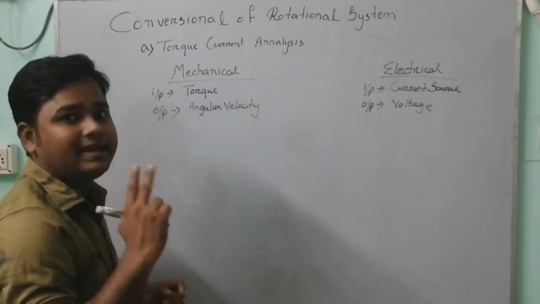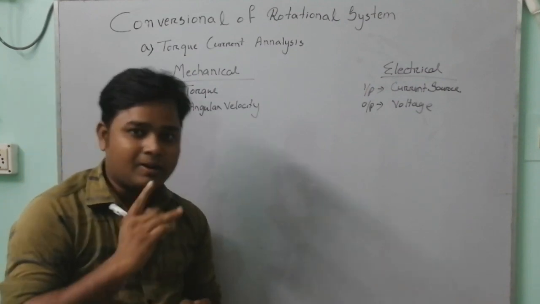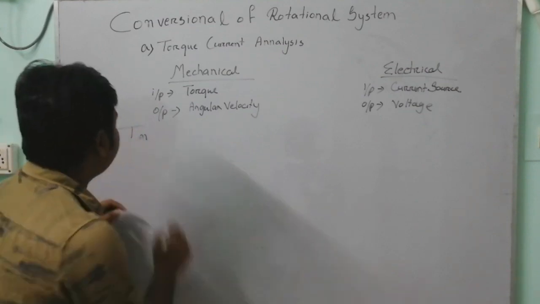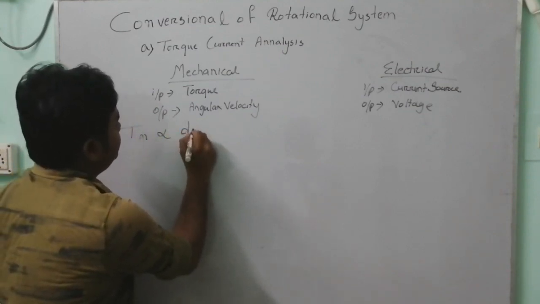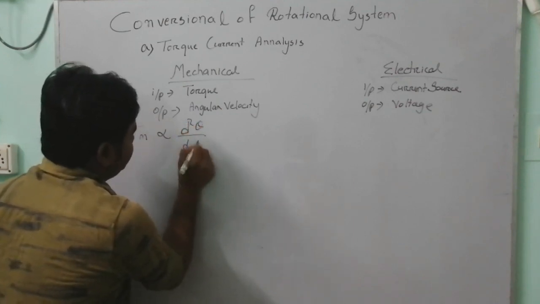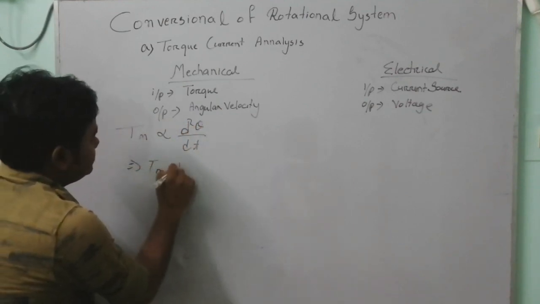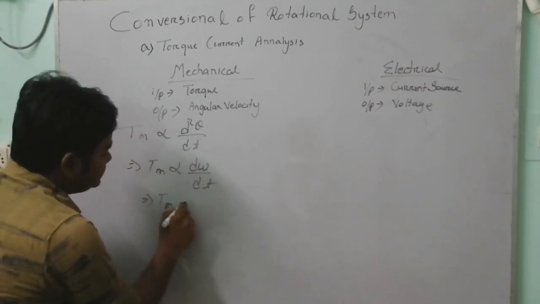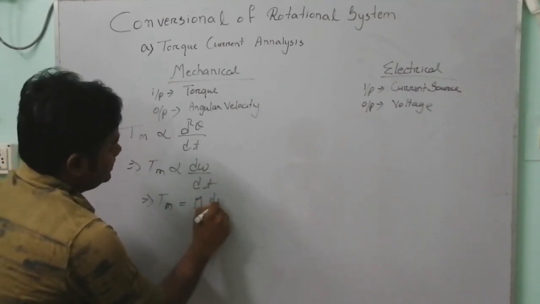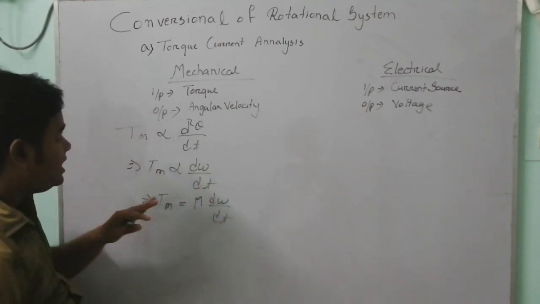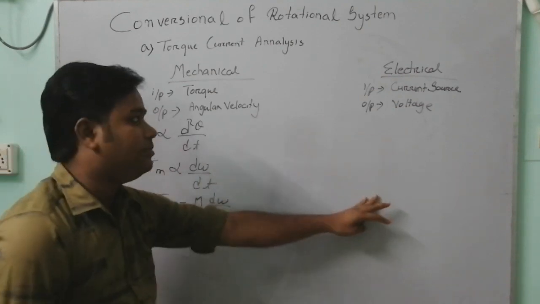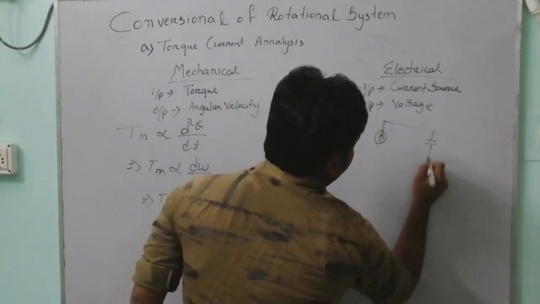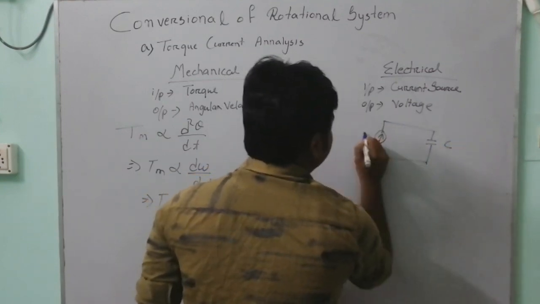First is due to mass, second due to dashpot, and third due to spring constant. First is due to mass, T of M. We have already studied that T of M is proportional to d square theta by dt square. That implies T of M is proportional to d omega by dt, which implies T of M is equal to M into d omega by dt. If we convert this mechanical system into an electrical system, the input is a current source and on the output side a capacitor is connected.